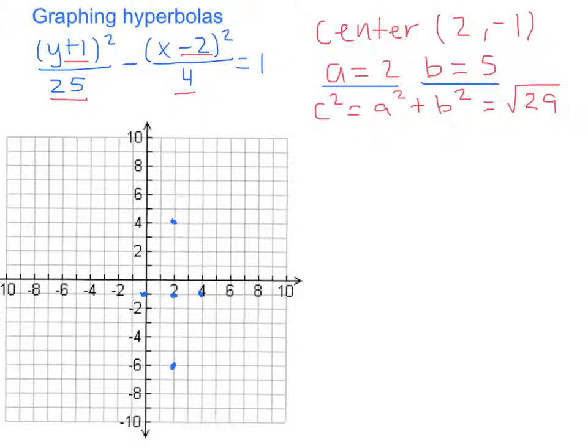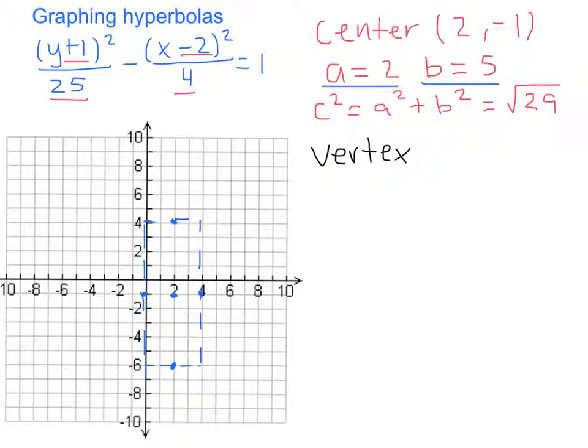And then we're going to draw in a rectangle. The reason why we need this rectangle is that it's going to help us line up our asymptotes. It's also going to help us line up the vertex. So the vertex. Your vertex is going to be either at these 2 points or at these 2 points.